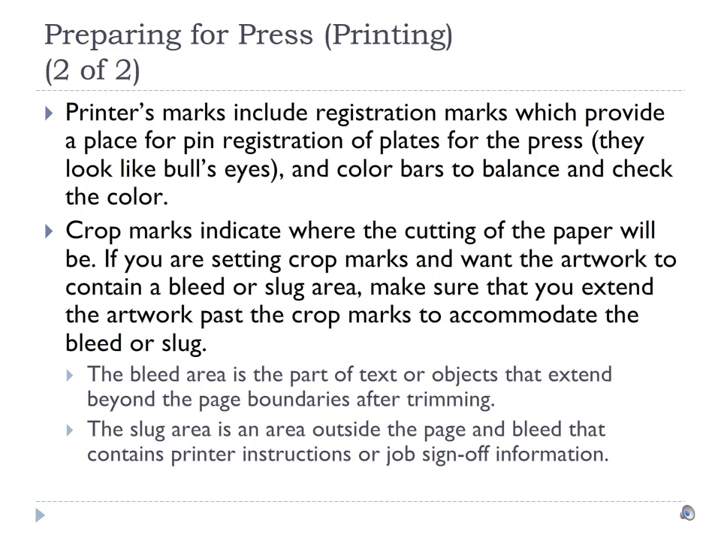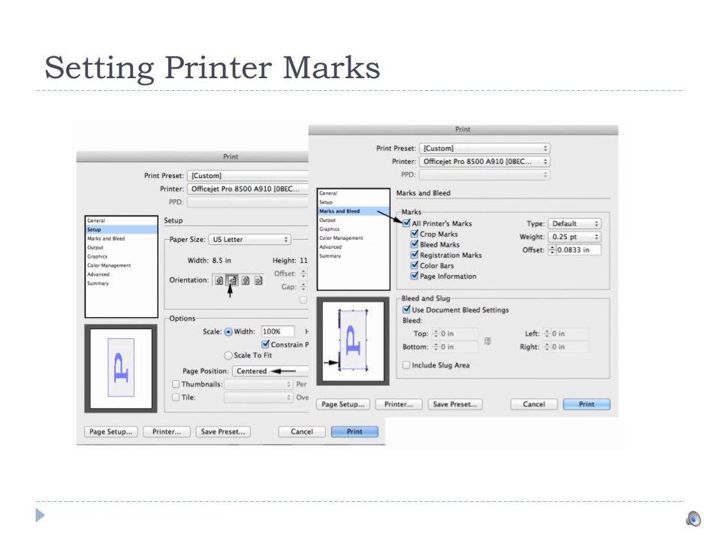The bleed area is the part of the text or objects that extend beyond the page boundaries after trimming. The slug area is an area outside the page and bleed that contains printer instructions or job sign-off information. Here you see the printer dialog box as well as where you would go to indicate that you need printer marks. Occasionally, not all printer marks are needed, and sometimes they are not needed at all.